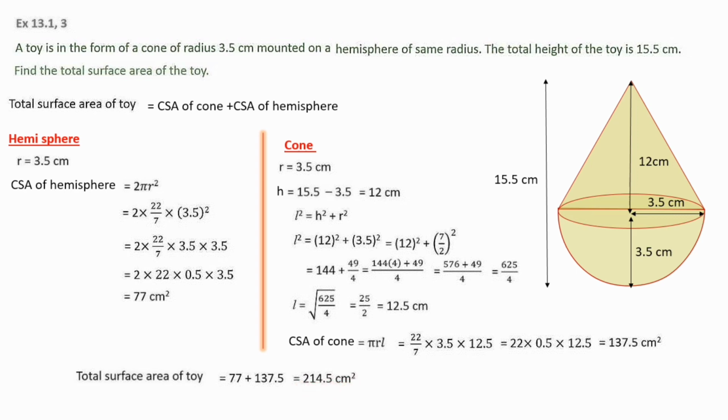As I said before, you have to do the calculation on the right side of your notebook and then only you have to write the answer. Don't simply copy the answer. So finally, we have got the answer, total surface area of the toy as 214.5 centimeter square. Move on to question number 4.